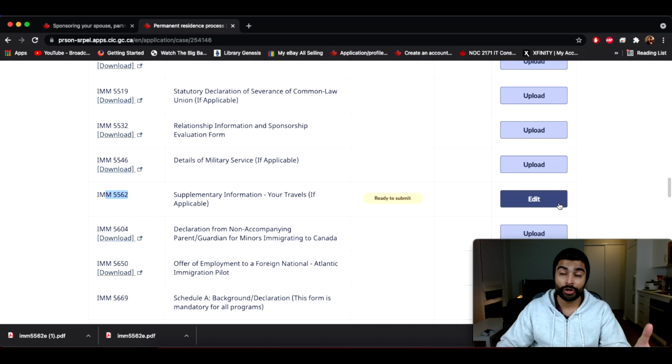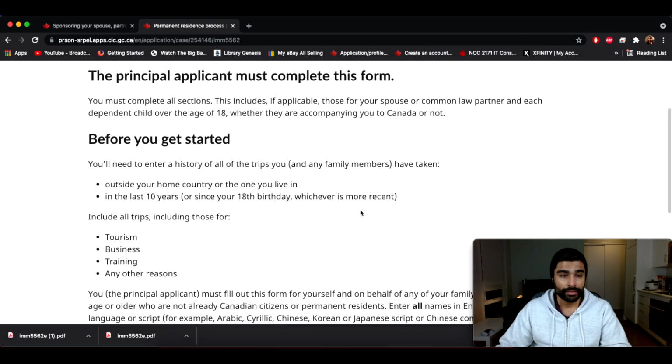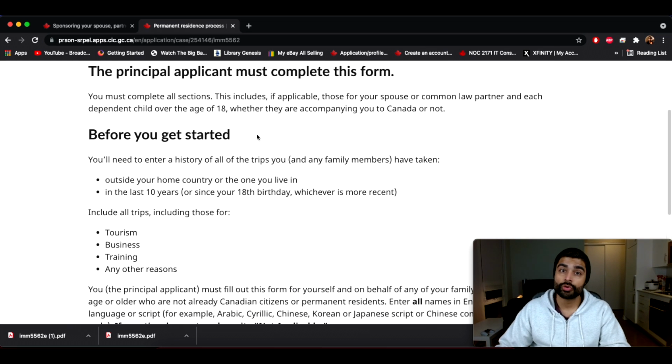Okay. So as you see, there's no upload button next to the form. It's a digital form. So you'll see a start button if this is the first time you are logging in and filling this form out. Because I've already done some edits in the form before, that's why it says edit. Otherwise, it's going to say start. Okay. So you click on start, and then it gives you basic instructions on how to fill this form out. Okay. So it says that the principal applicant must complete this form. You must complete all sections about your spouse or common law partner and each dependent child over the age of 18. And this is what confuses a lot of people. So we are going to look at that in a second.